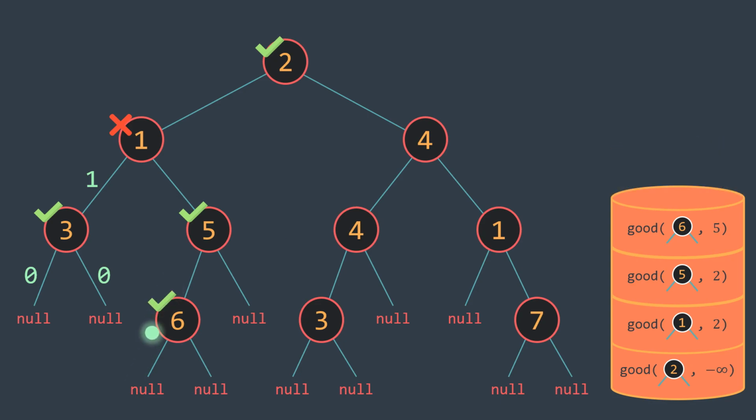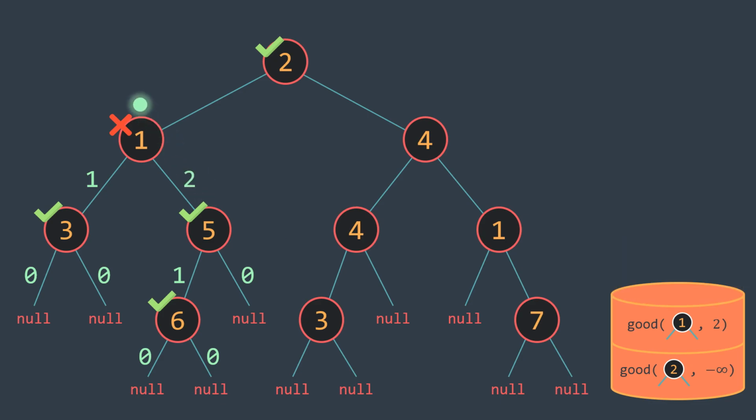Left side, null. Right side, null. And the node is good, so we return 1 plus 0 plus 0. Now from the right, null, we return 0. We have 1 from the left, 0 from the right, the node is good, so we return 1 plus 1 plus 0, 2. Now we have 1 from the left, 2 from the right, and the node is bad, so we return 0 plus 1 plus 2, which is 3.